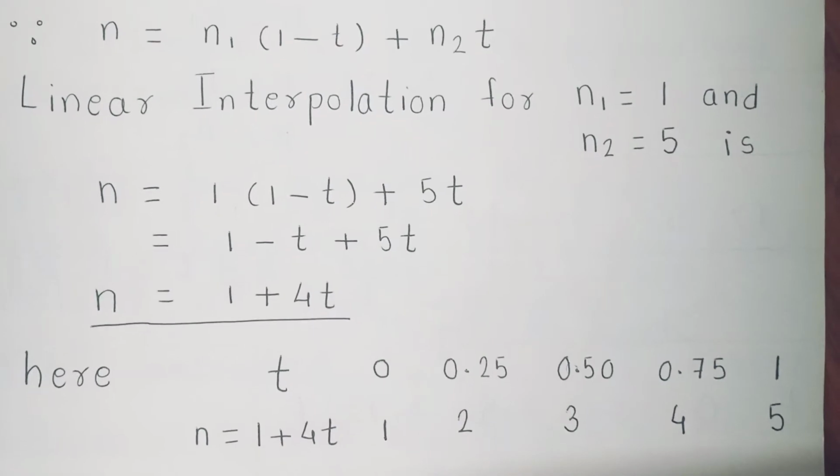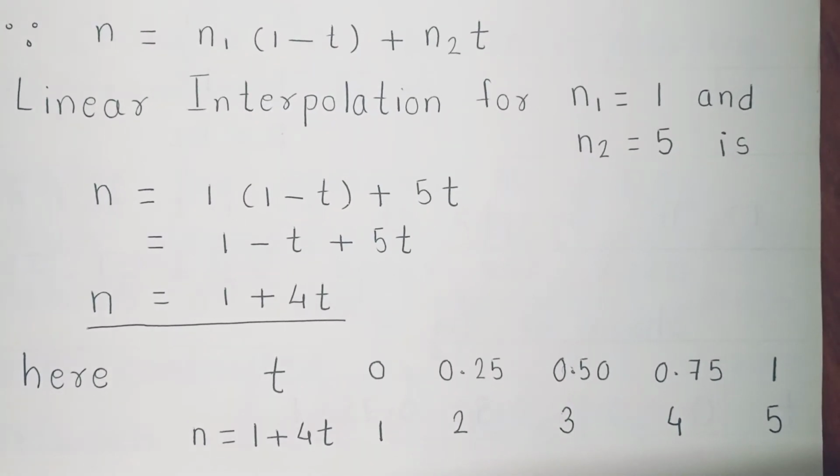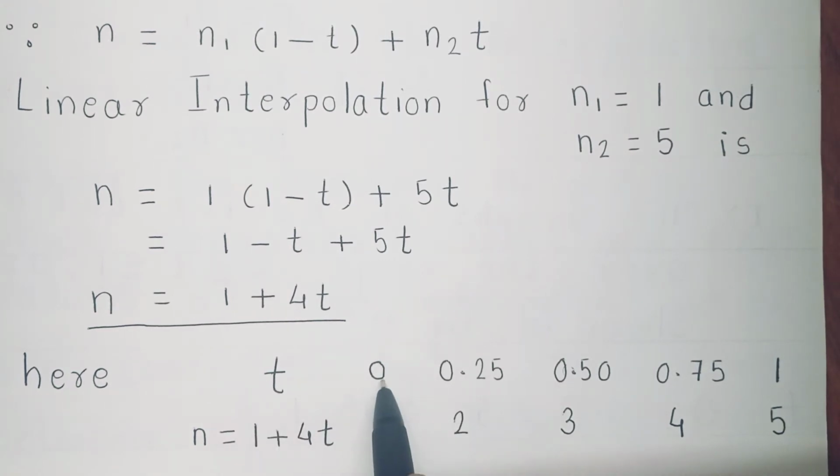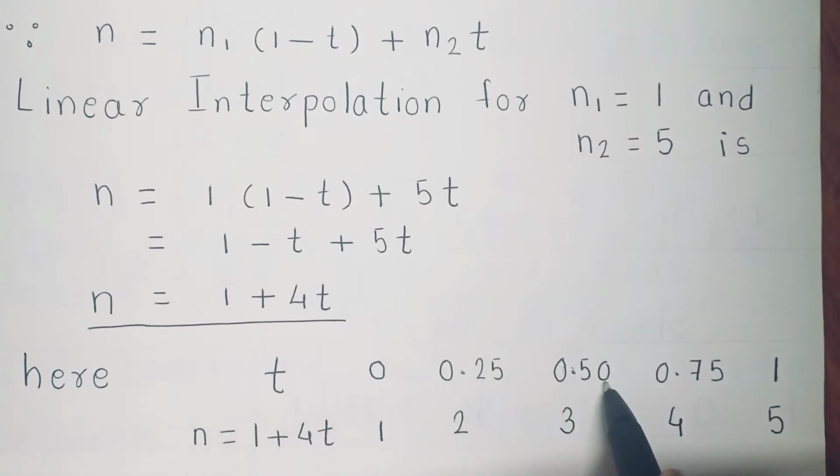Now again find out the values for n is equal to 1 plus 4t. So put the values for t from 0 to 1. So it is a linear interpolation, and that's why we use equal spacing of 0.25 here. After substituting t is equal to 0, we get n is equal to 1. T is equal to 0.25, the value of n is equal to 2. T is equal to 0.50, the value of n is equal to 3, like this. So here we generate the values for n is equal to 1 plus 4t.